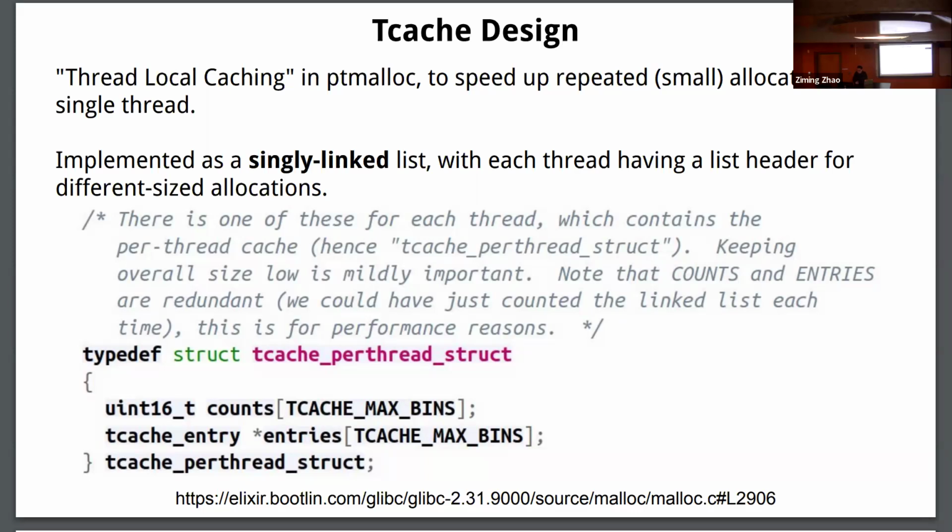It uses something called thread local caching. The purpose of this design is to speed up repeated and small allocations in a single thread. Okay. So imagine you are developing a web server. The web server will request a lot of small memories, several hundred bytes, or even 200 bytes, to parse the web request. And after you parse that, you release that, repeatedly doing that. And this is an optimization for those.